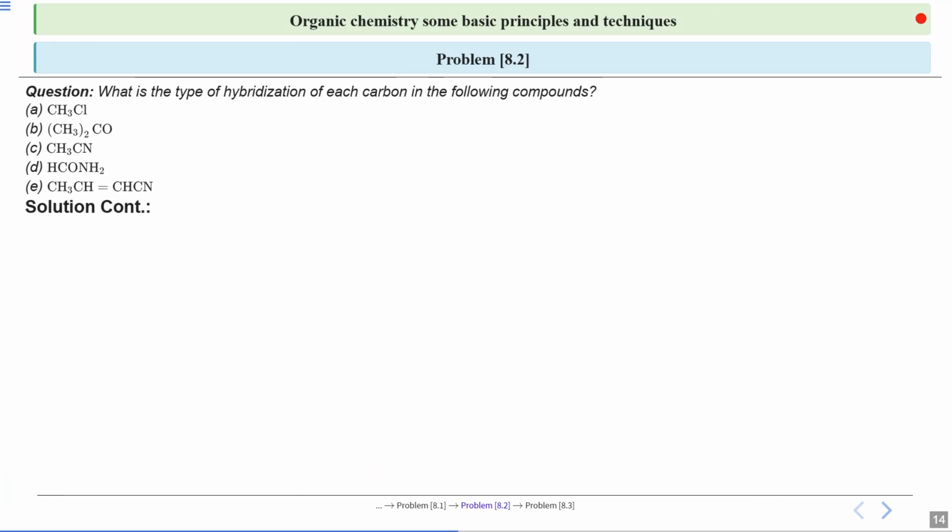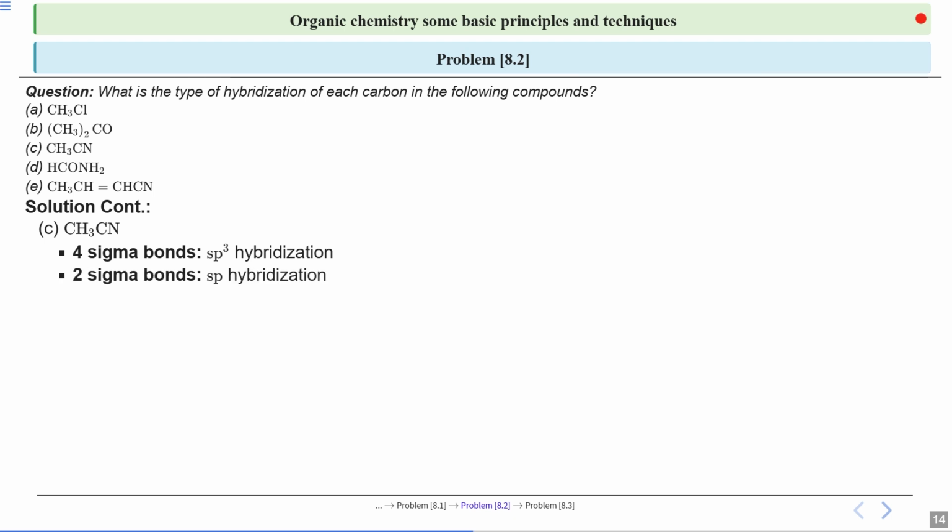Moving on to the next compound, which is CH3CN. In this, if you notice, we have 2 cases. First, the CH3 carbon has 4 sigma bonds, one between carbon and carbon and 3 between carbon and hydrogen. So the result will be sp3 hybridization. What about the CN? C and N have a triple bond. That will give you 1 sigma bond from there, and the carbon-carbon bond will again give you 1 sigma bond. That will total up to 2 sigma bonds. Therefore, the hybridization will be sp.